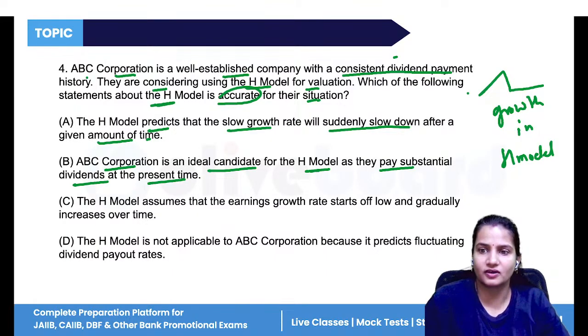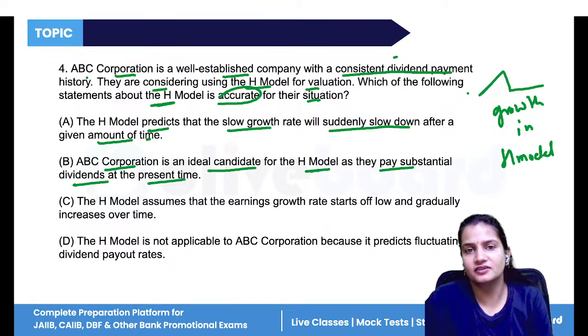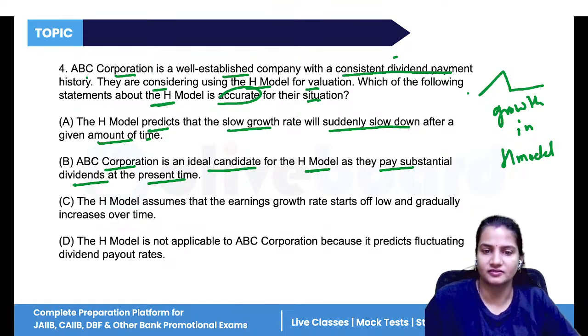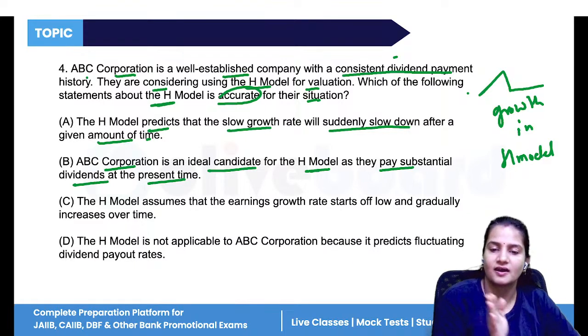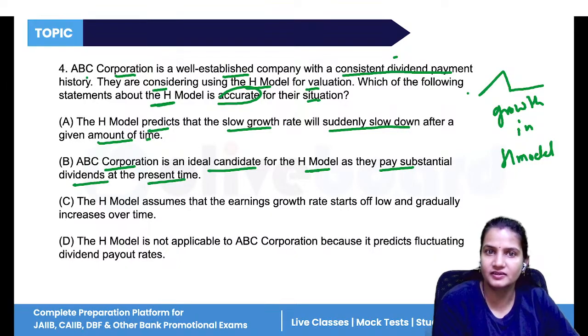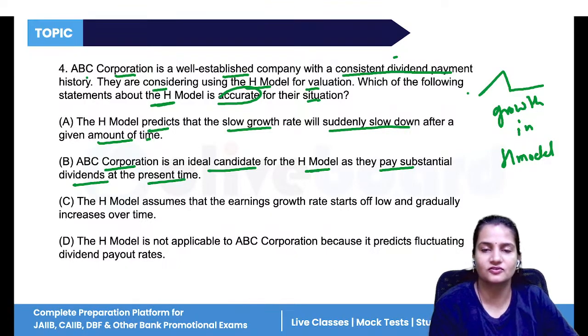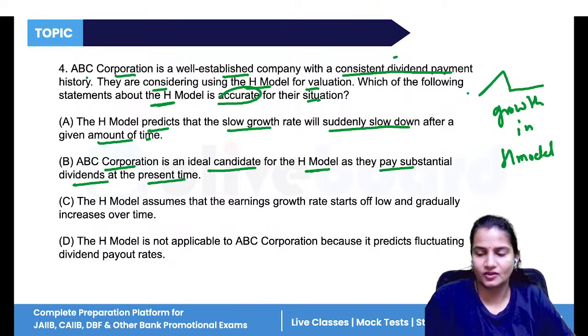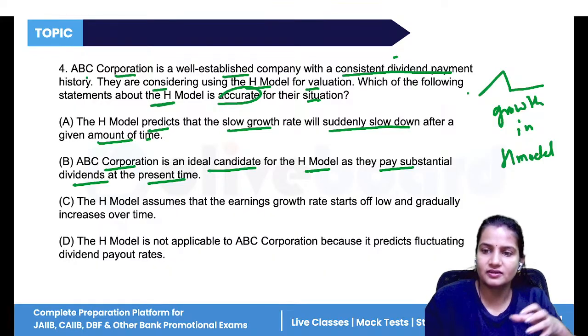It won't stay forever, but it will reduce gradually until it reaches a stable position. This fixed number of years is called 2H years, where H is half the number of years. If it is 10 years, we will assume 5 years. So half means what? That is 2H years. Okay, so dividends are expected to grow at a slow, then stable rate forever.